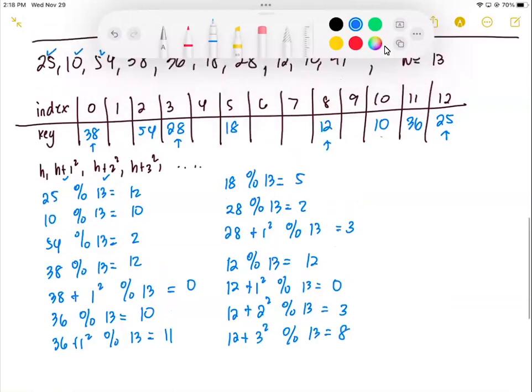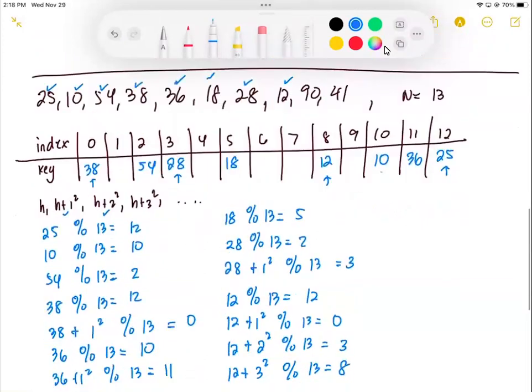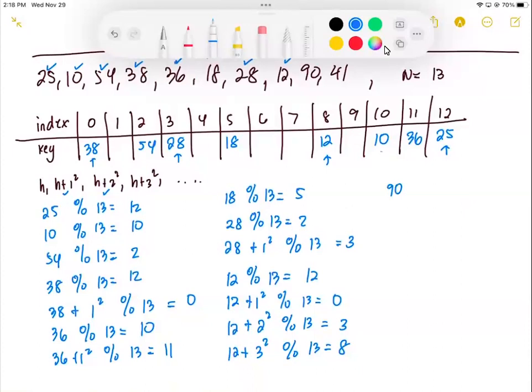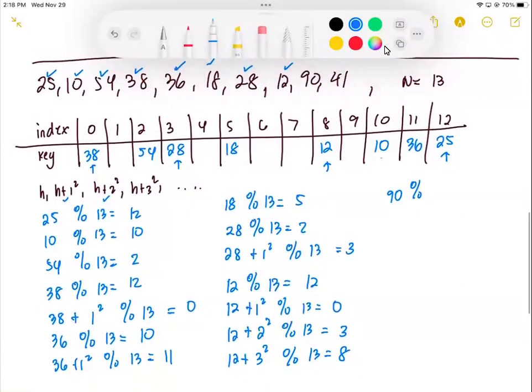Okay, next, we are done with the 12. Now the next key, so let's see, 90. 90 modulo 13 is equal to 12. So we are supposed to put 90 here, but it's already occupied by 25. So we are going to probe again. So h plus 1 squared, so just 90 plus 1 squared modulo 13. That is just equal to 91 modulo 13, so it's 0. And if we look at the 0th bucket, 38 is already there. So we have to look for another slot.